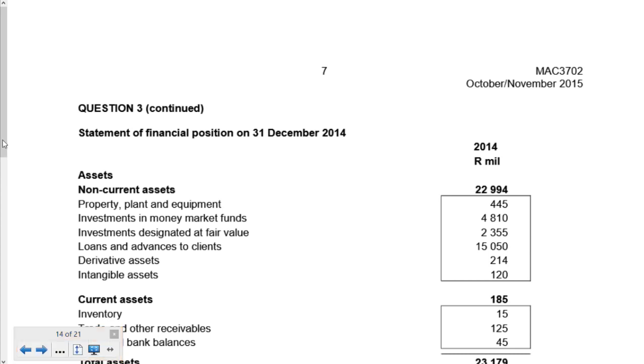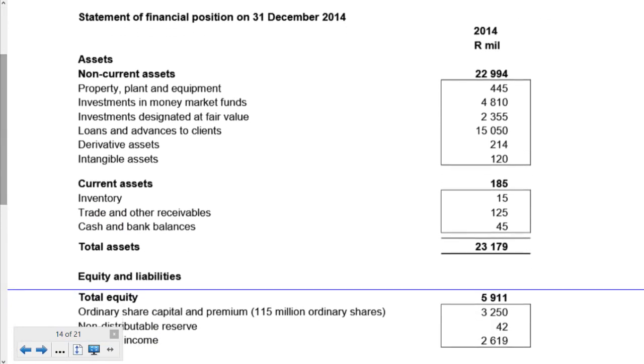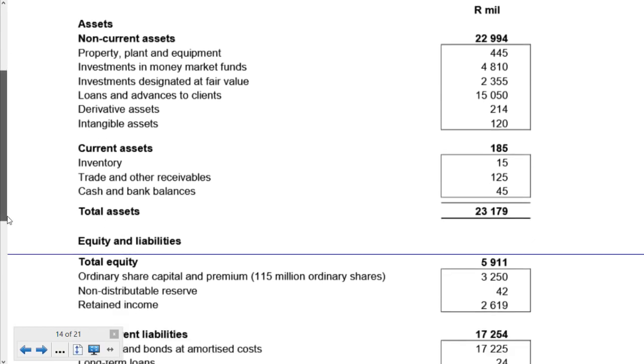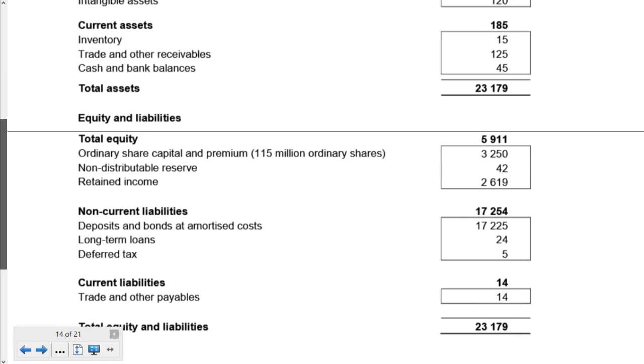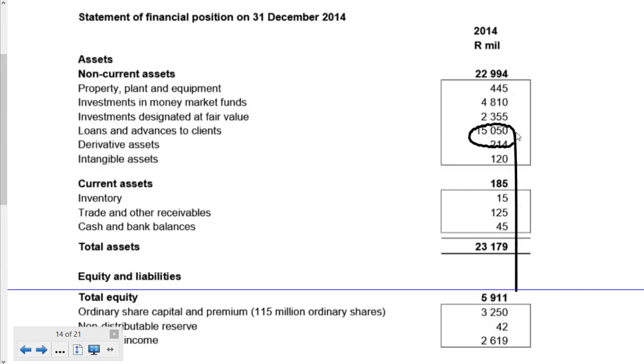Then they give you a financial position. You can see it's a bank. Most of their assets are loans and advances to clients, and most of their liabilities are deposits and bonds. People put money in the bank, and they take that money and lend it to other people. The difference in the interest is how they make their money. There's equity. Book value of equity, 5911.